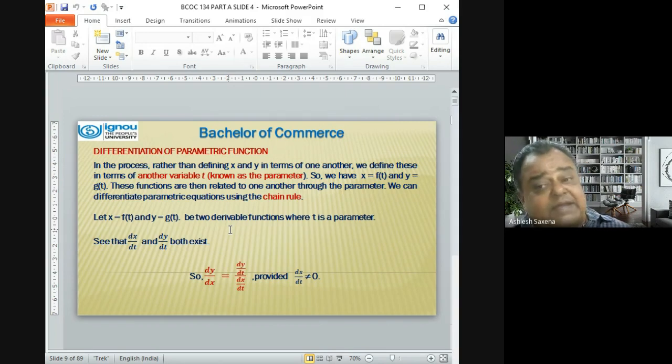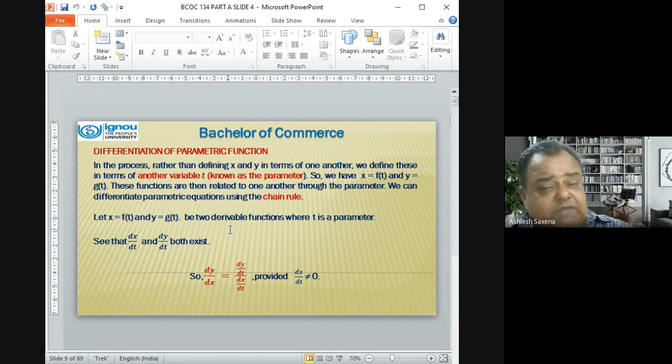Then we can say that both x and y are related to t. And in this case, we apply the chain rule. Now, how to solve it? Your first function is x equal to f(t) and the second function is y equal to g(t).